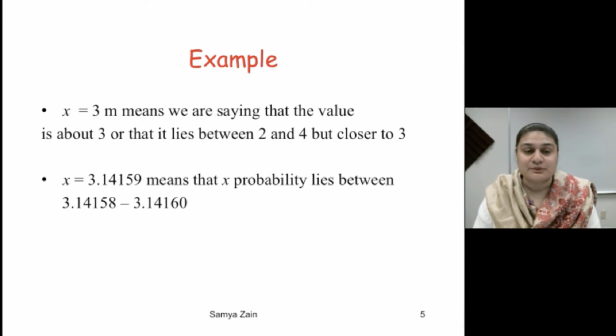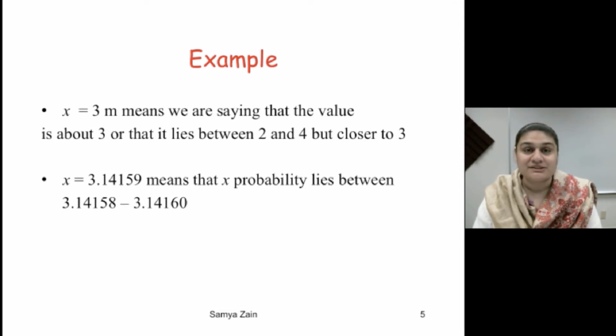Let's look at x equals 3 meters. So our answer is x equals 3 meters. Now what does that mean? It means that we are saying that the value that we evaluated lies somewhere between 2 and 4, but it's closer to 3. So we approximate it to be 3.